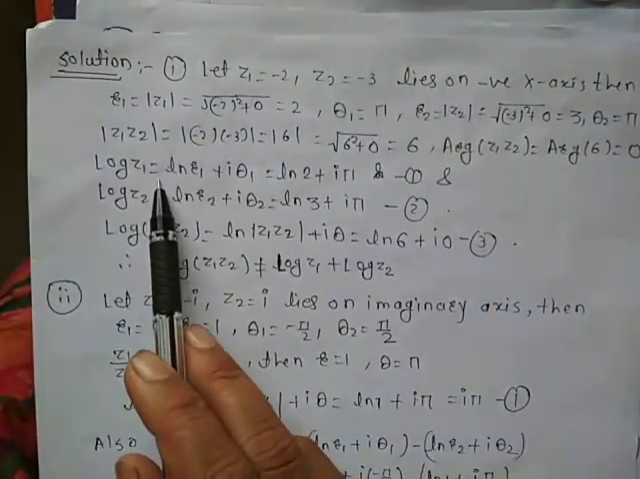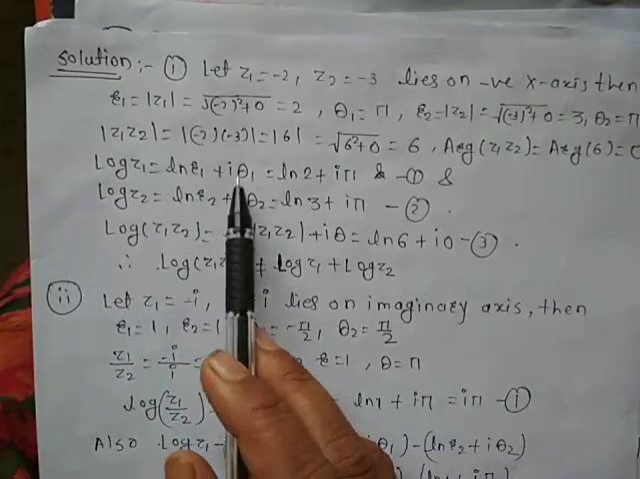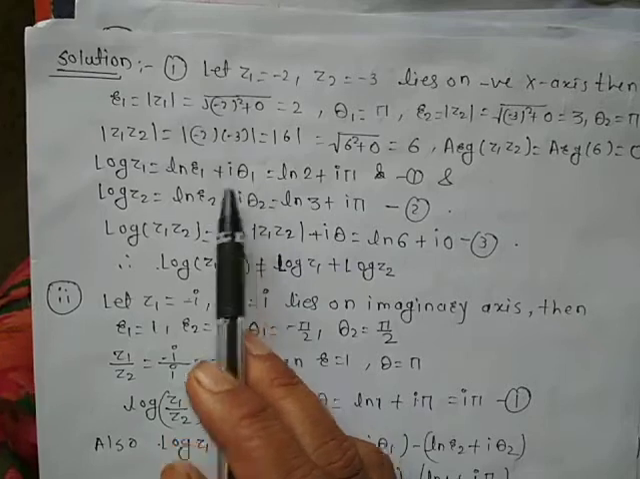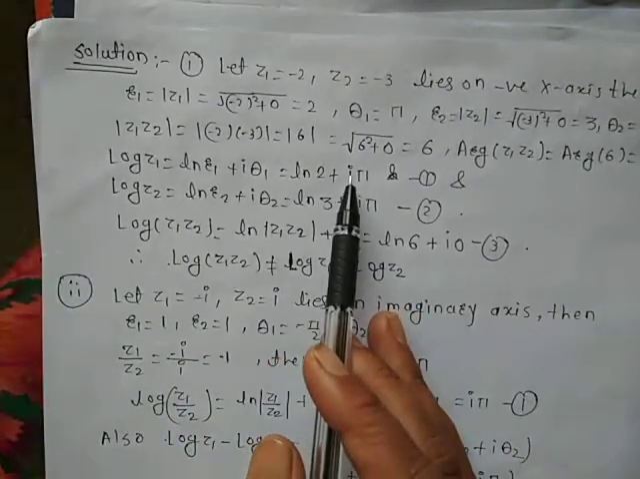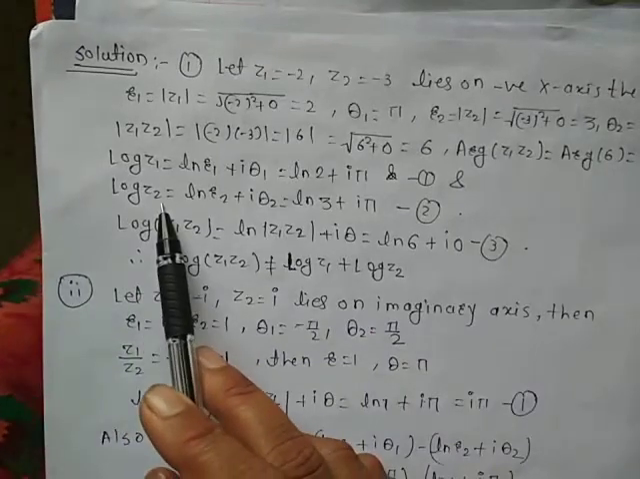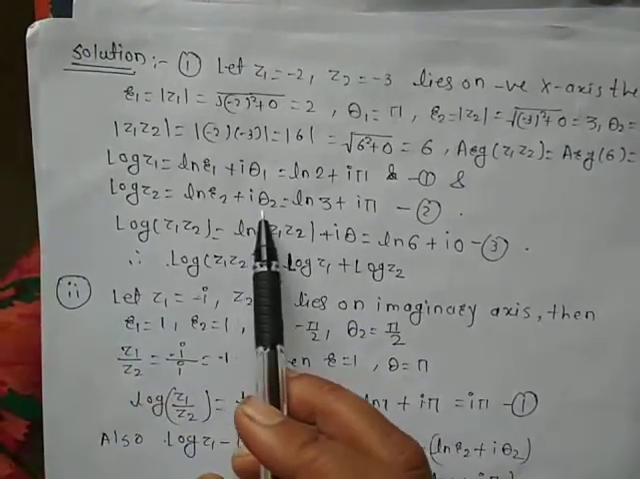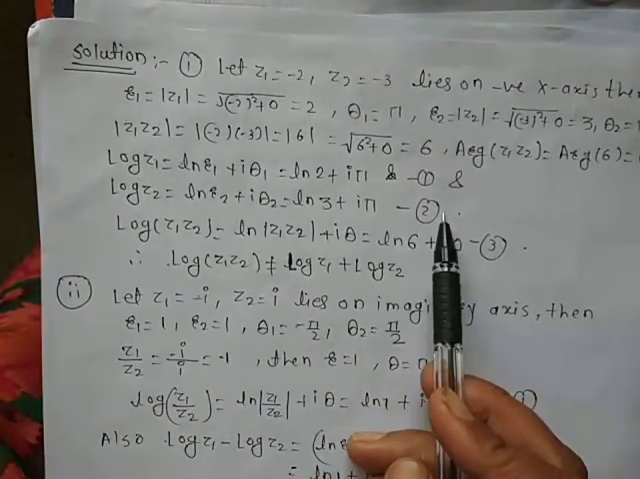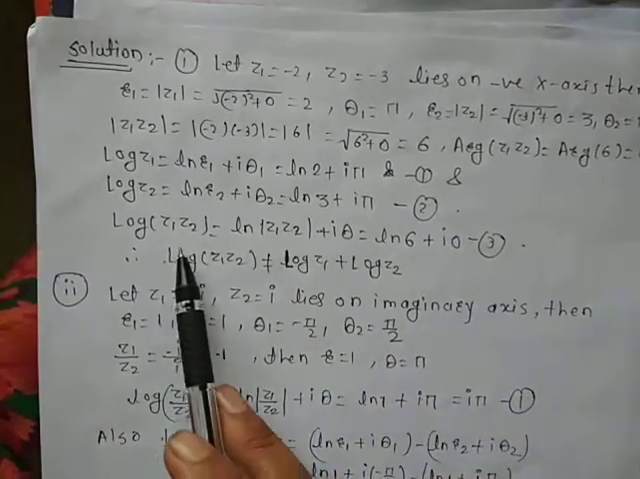So log z1 is ln r1 plus i into theta1. Actually this theta is a principal value. So ln 2 plus i pi. Call this equation number 1. Log z2 is equal to ln r2 plus i into theta2, ln 3 plus i into pi. Call this equation number 2.